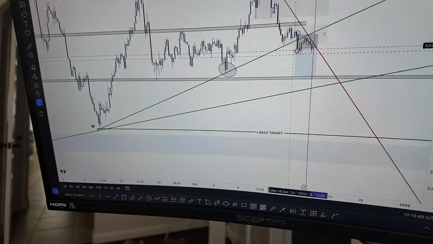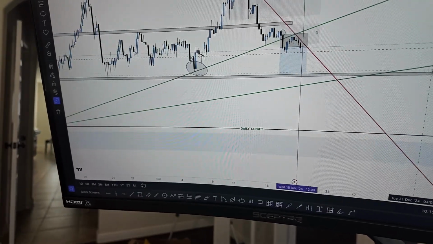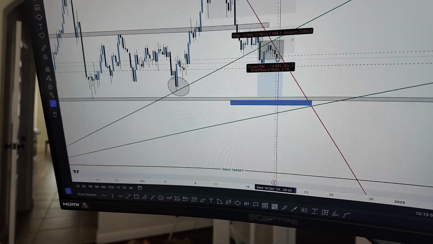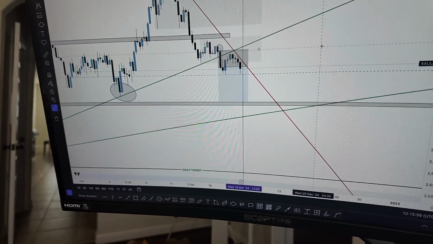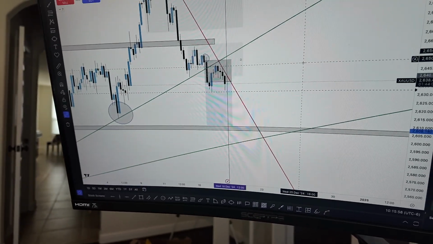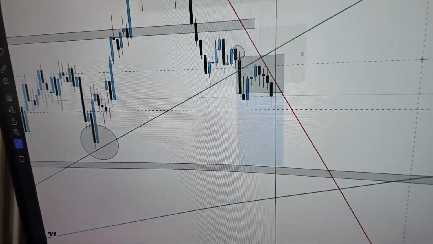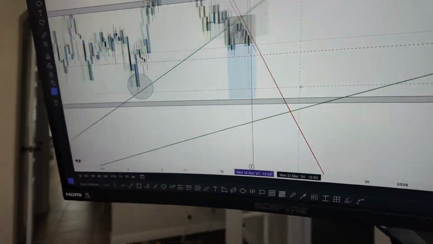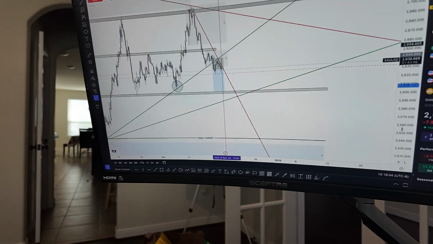Price came up. I didn't catch this area up here. I was actually asleep when that happened. And then I caught it down in this area here. So I'm in this trade currently, and I'm gonna ride it down to this support area that we have down here.